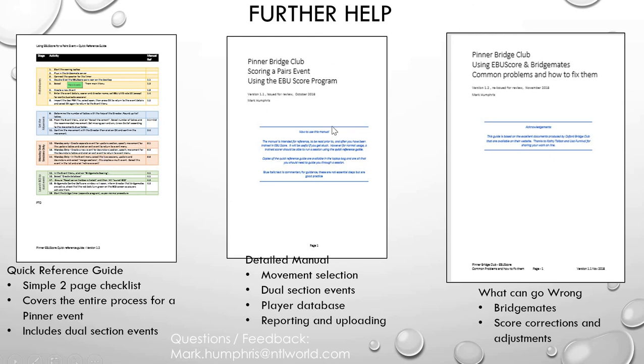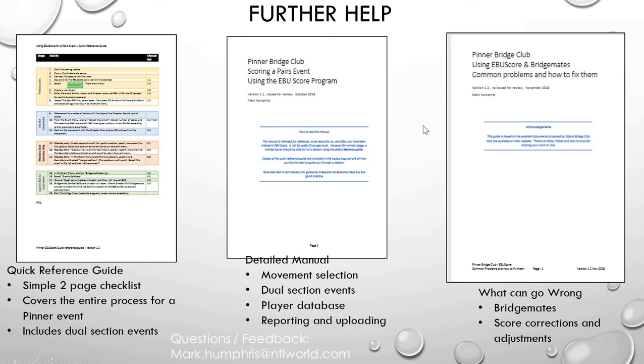Okay. But there's a more detailed folder, more detailed manual that I prepared called Scoring a Pairs Event. It runs to about 30 pages. It goes through each and every of those steps that we've covered in these videos in a bit more detail, shows you what to click on, and there's a bit more of an explanation there. That is your main go-to if you want a bit more help.